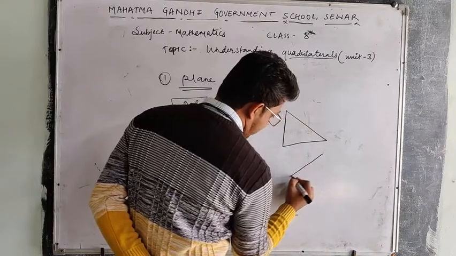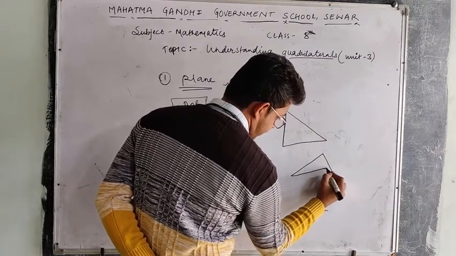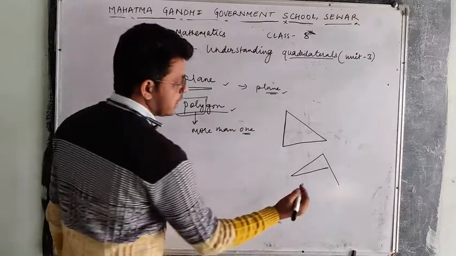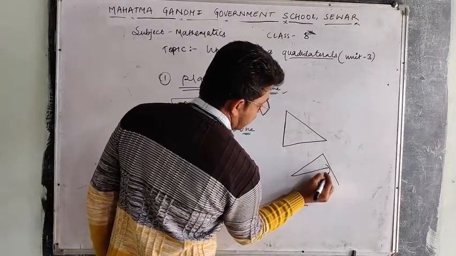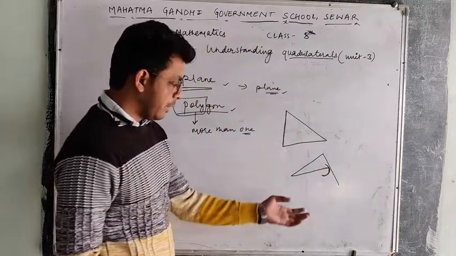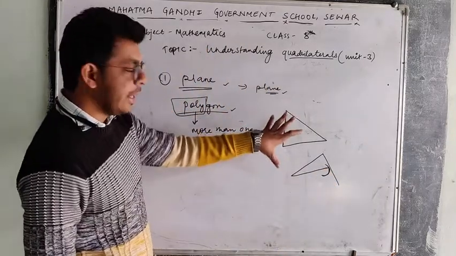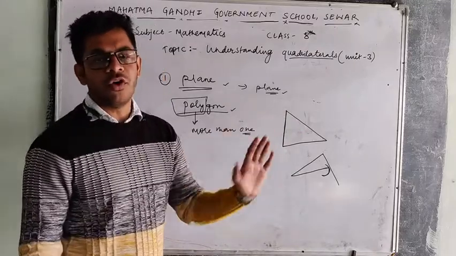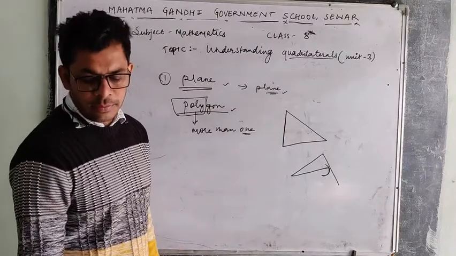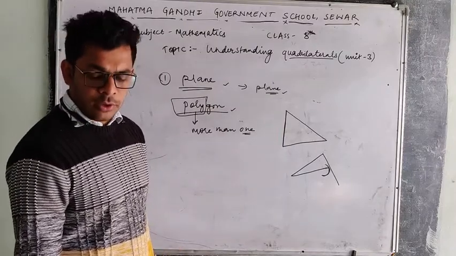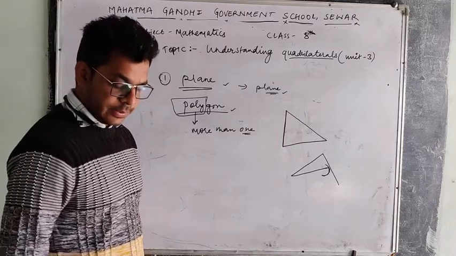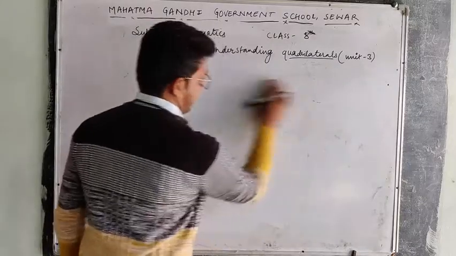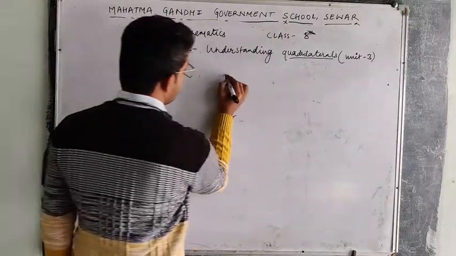If I make it like this, it will not be a polygon because it is not a closed structure. There is a gap between the lines. So anything which has a closed structure and is made up of only lines is called a polygon. Polygons have certain types, a classification of polygons.